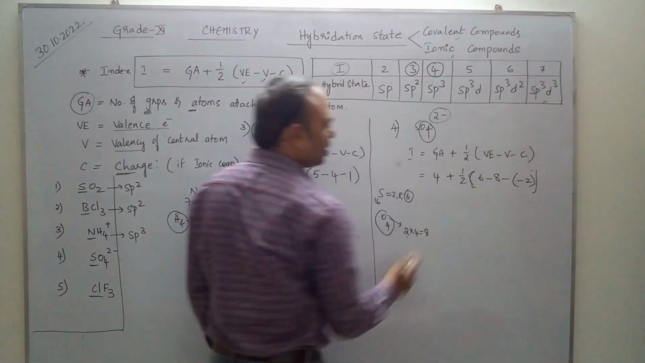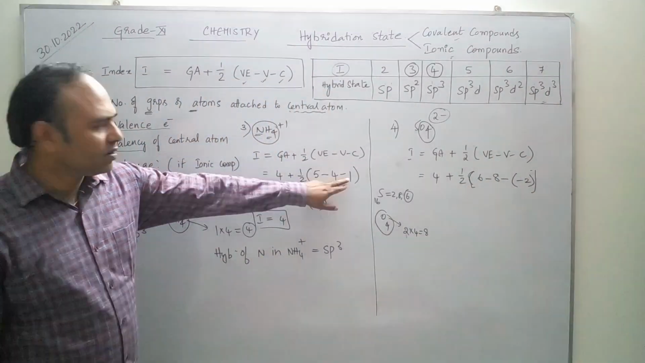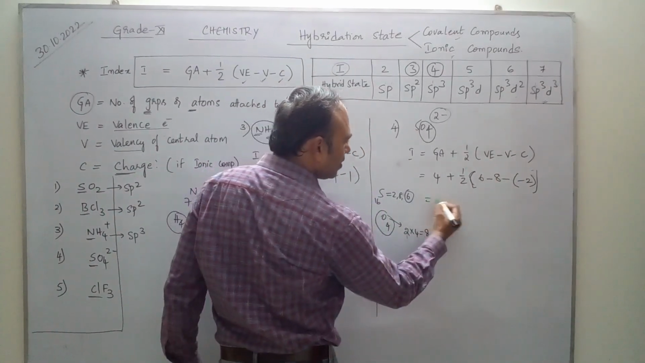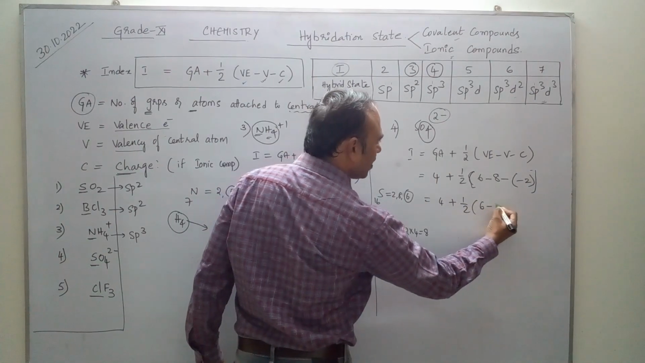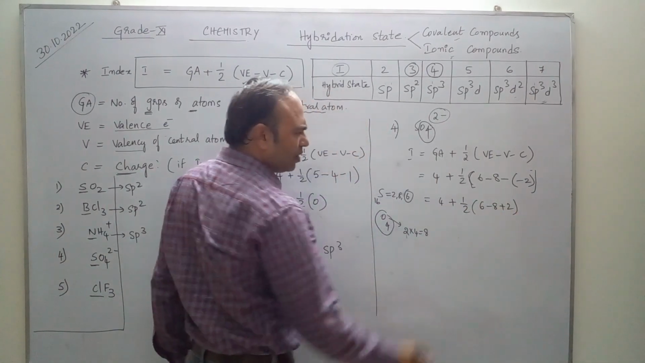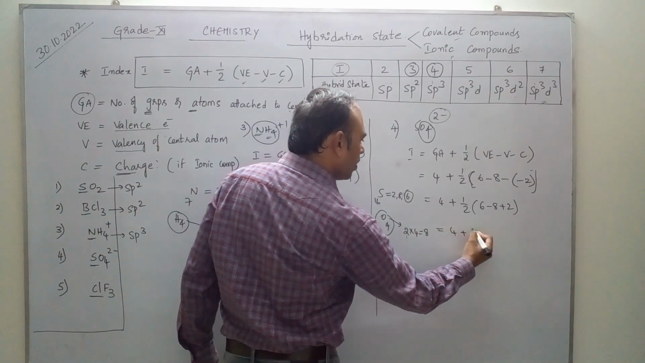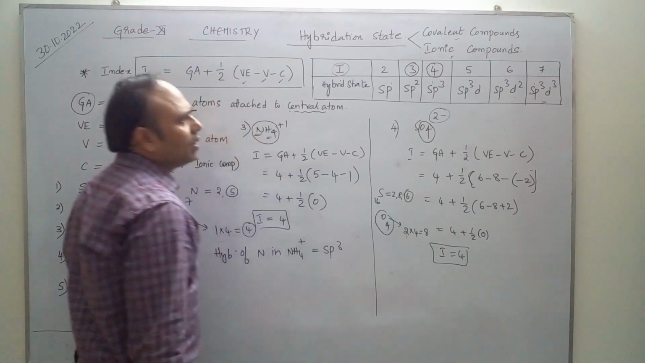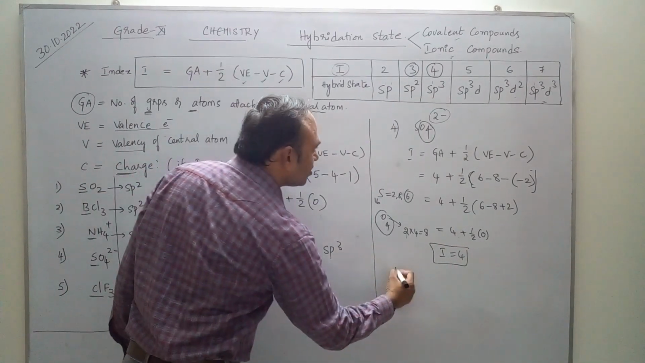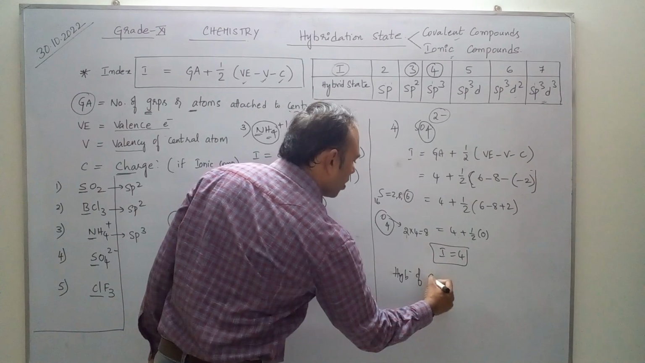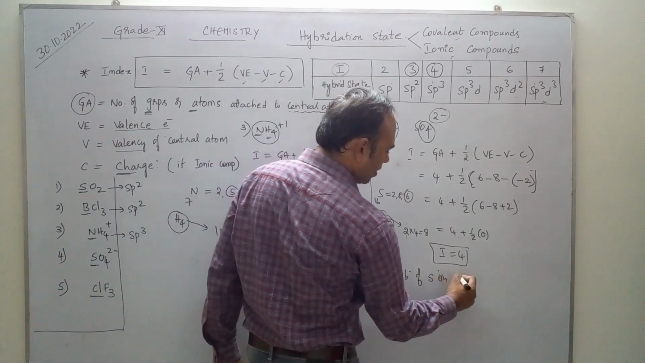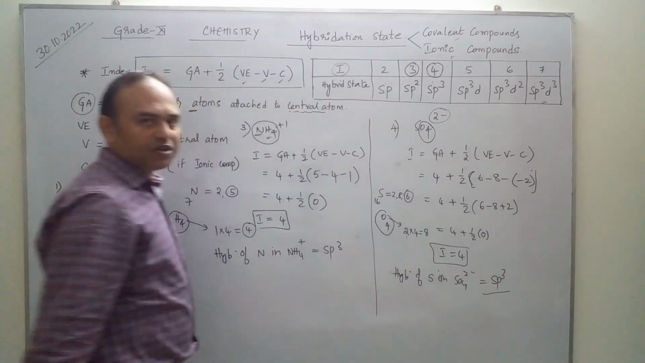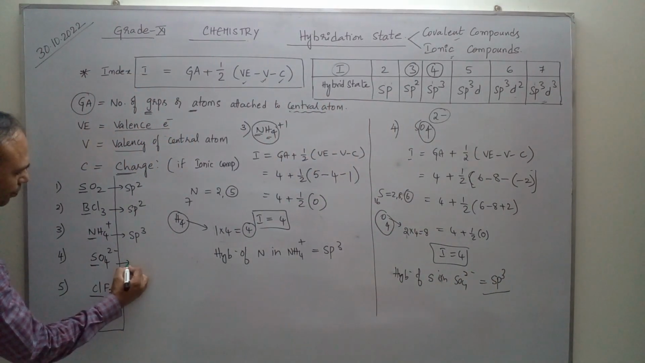Hope you are able to understand. If it is plus, we have just taken minus into plus, nothing but minus, but here minus into minus is plus, so that is equal to 4 plus half into 6 minus 8 plus 2, nothing but 8 minus 8, that is half into 0, therefore I value is 4. If I is equal to 4, again hybridization of sulfur in sulfate is nothing but sp3 hybridization. Hope you are able to understand.